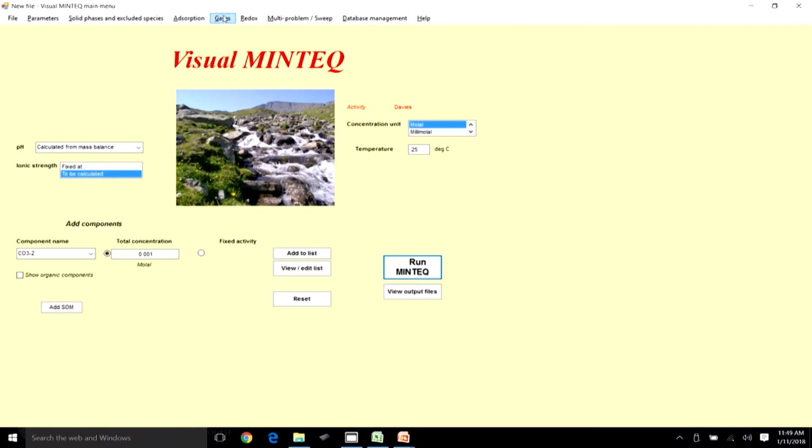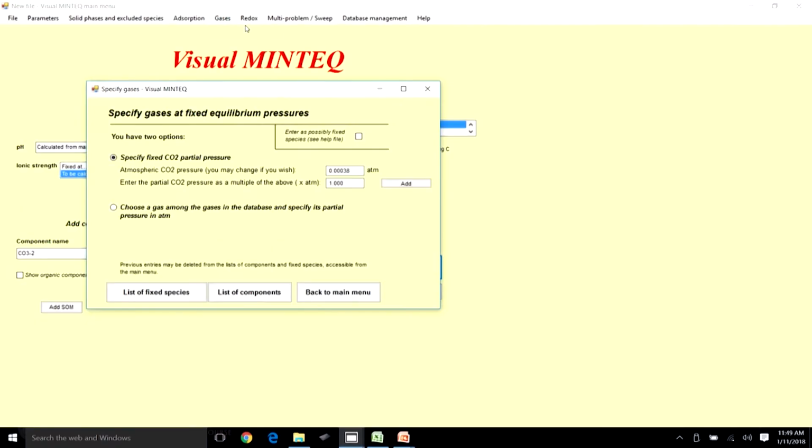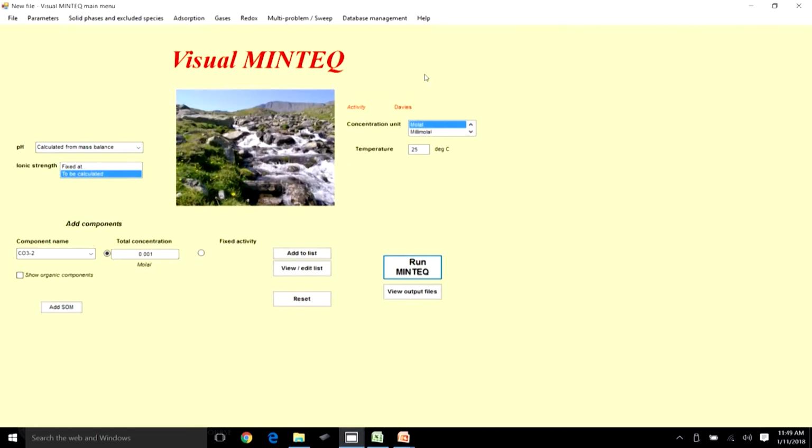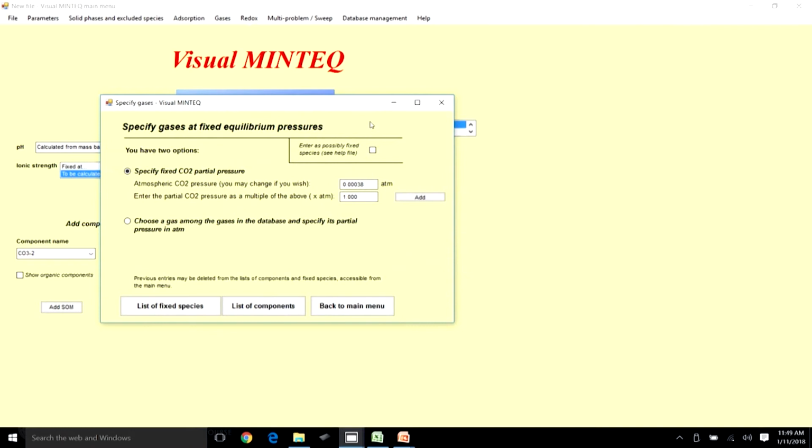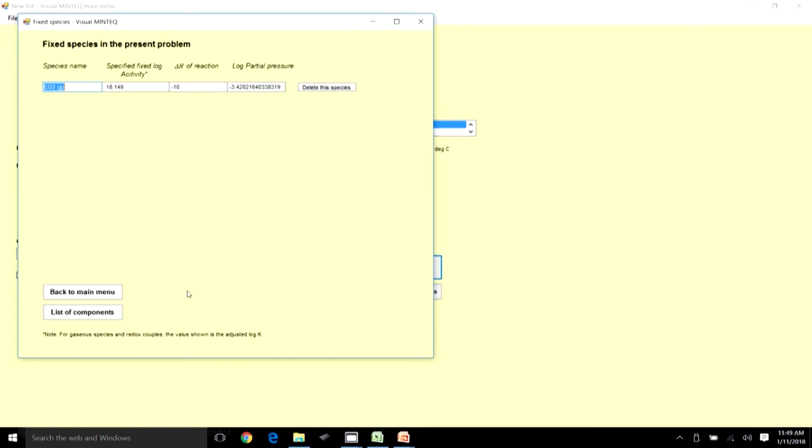So here, when it's an open system, you need to go to gases and specify. So here this is the concentration in atmosphere, anyway the partial pressure that you would expect in the atmosphere. So let's first stick with that and go for a trial there. So I'm going to add that, and I'm going to move on. Let me show you again: gases, specify, and add, right. If you want to, you can look at the list of fixed species here, CO2 gaseous here. Now you have the relevant gas that you looked at. So back to main menu, right.